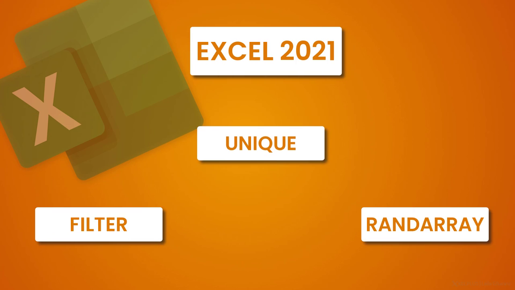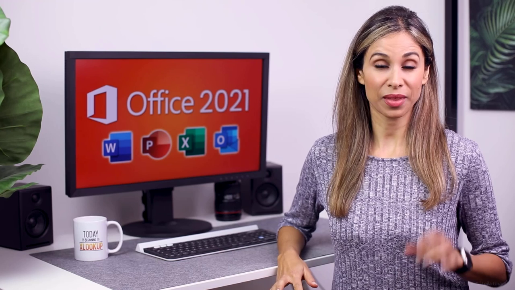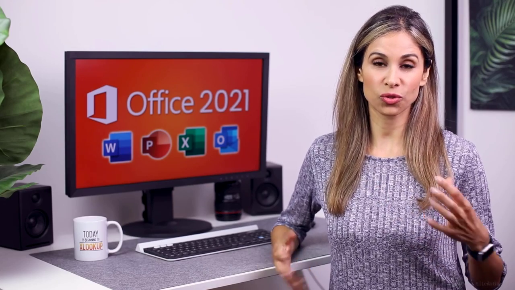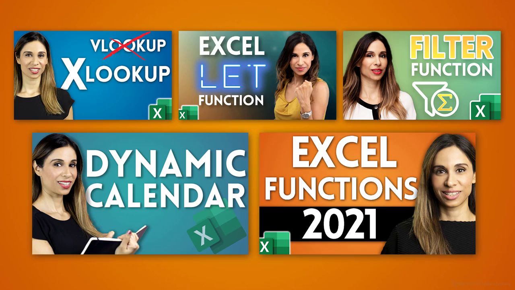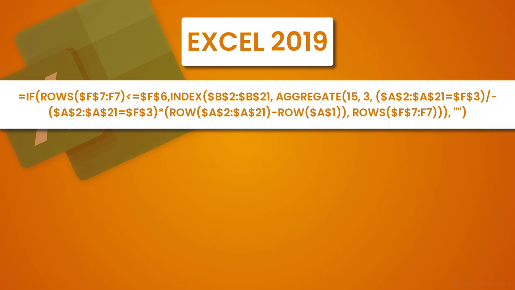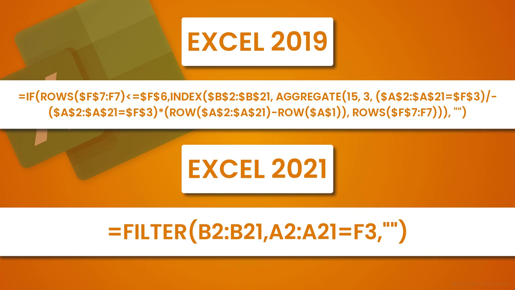In Excel 2021, we have 9 new functions that are going to completely change the way you work with Excel. I'm quickly going to explain each of these just to give you an idea of how they work. I have detailed videos about most of these functions separately. You're going to be spending less time figuring out how to combine formulas to get your tasks done. A formula that looked like this in Excel 2019 is now going to look like this.